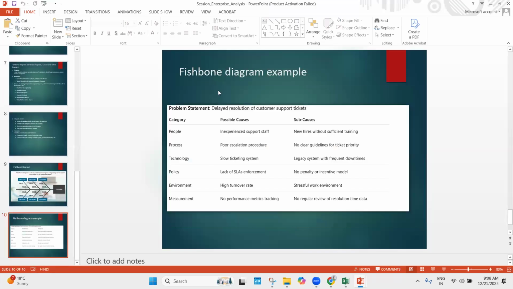Let's take a fishbone diagram example. Say the problem statement is the delayed resolution of customer support tickets. These are the different categories you have identified: people, process, technology, policy, environment, and measurement. So what are their possible causes? The first cause for people here is having inexperienced support staff. And for the process, it is having a poor escalation procedure.